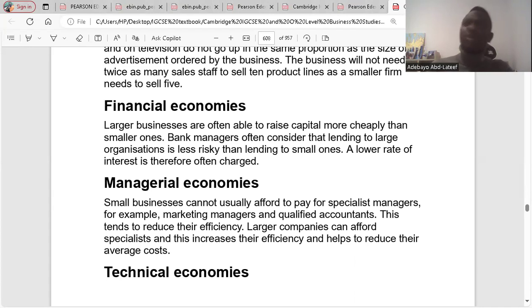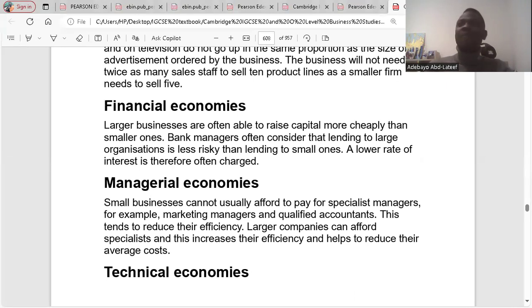They consider you as a low risk. Unlike small businesses, banks do not want to give money to small businesses. They don't want to loan small businesses because they are considered as high risk. So because you are considered as a low risk, you get a loan even at a cheaper rate, because the banks want to transact with you. They want to deal with you. They know their money is safe with you. They know you are credit worthy. So that is financial economies of scale.